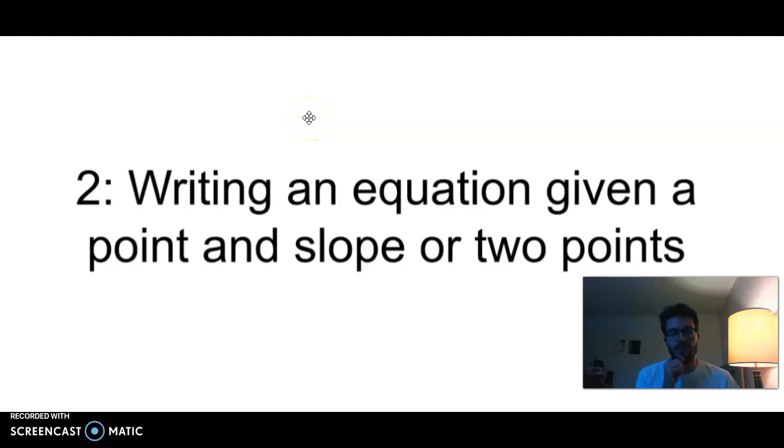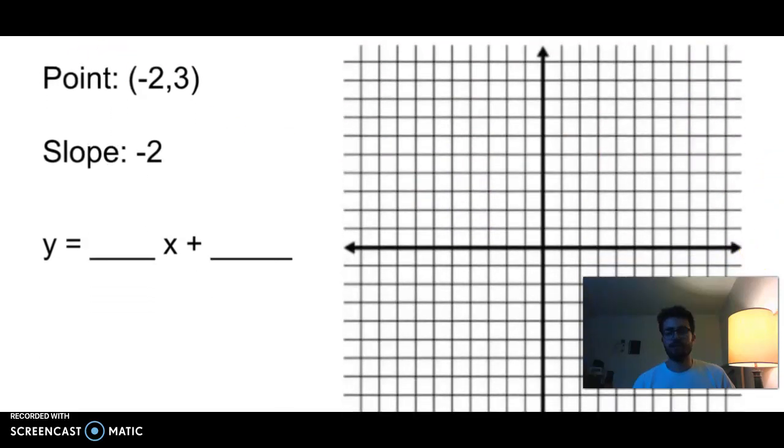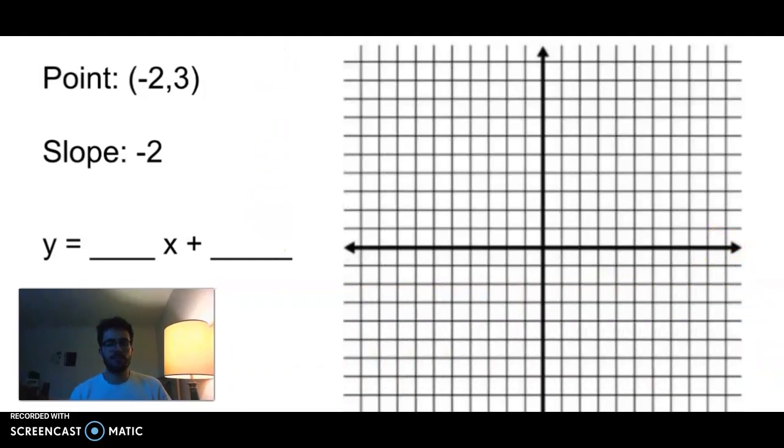Hello everyone, so today we're going to be talking about writing an equation of a graph, but given a point and slope, or if you're given 2 points. So let's look at an example here. Here I gave you a graph, and I told you there's a line, and this line has a slope of -2, and then the point (-2, 3) is on the line.